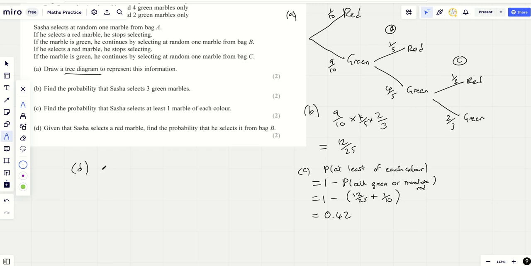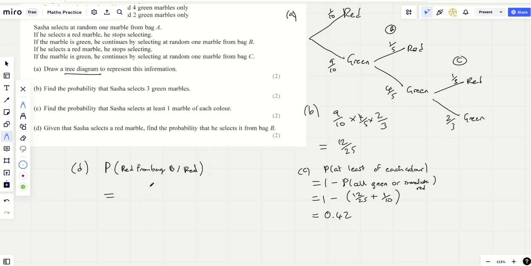Okay, D. Right, finally we've got something interesting, some conditional probability, because the rest of this question should be straightforward. Given that they select red, find the probability that he selects it from bag B. Yeah, so I'm trying to write it down in the correct order. That's terribly written. Let's just write that. Red from bag B, given that it is red.